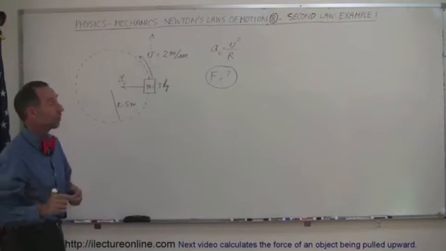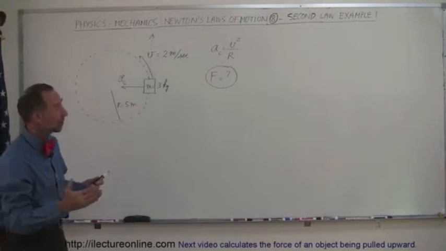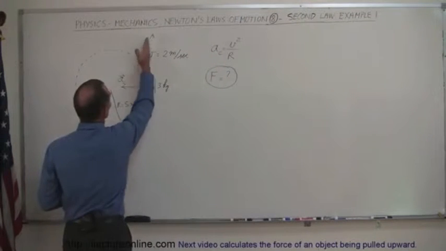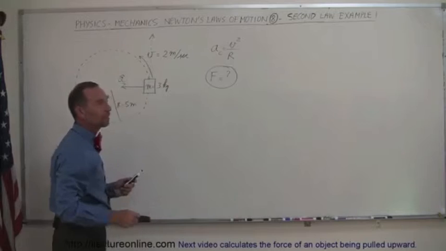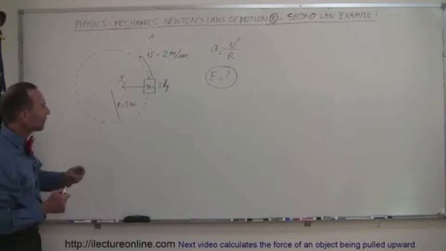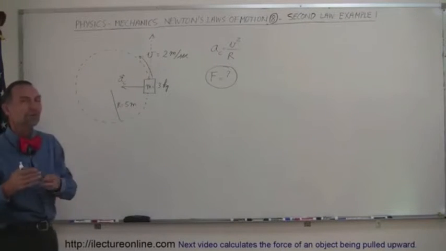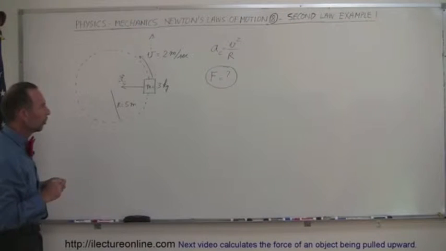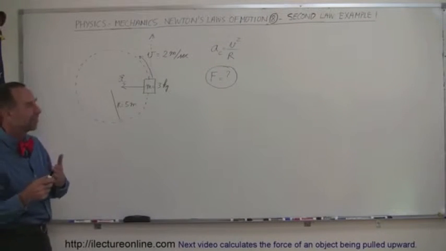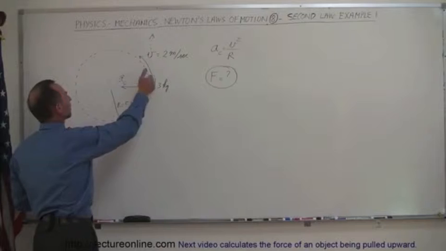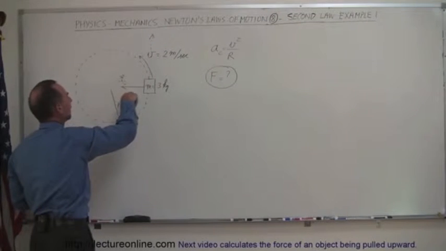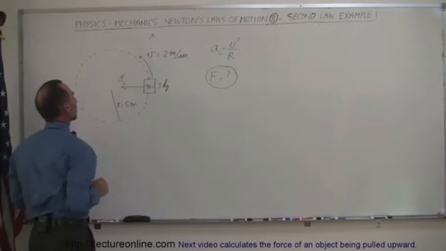Remember, Newton's first law says that if there's no force acting on it, the object will simply go in a straight line path at a constant speed forever. And since it's not doing that, it's going in a circular path, there must be some force acting on it. So what is that force? Well, it's known as the centripetal force, the force required to keep it going in a circular path, because it requires centripetal acceleration to do that.